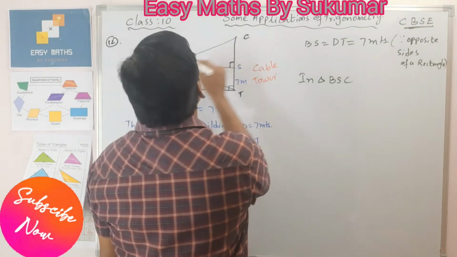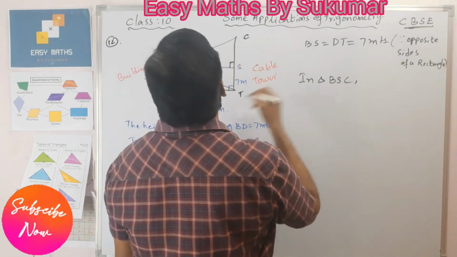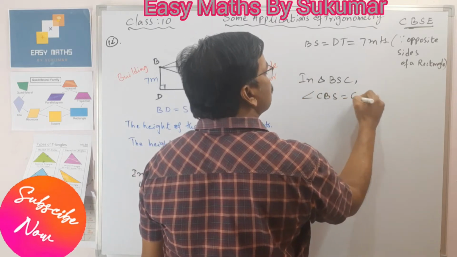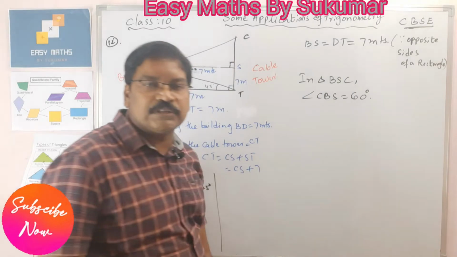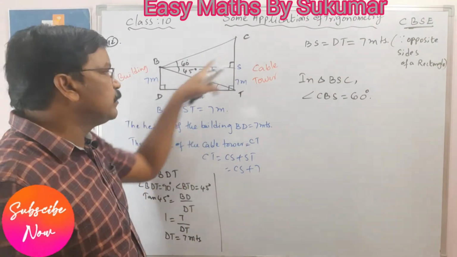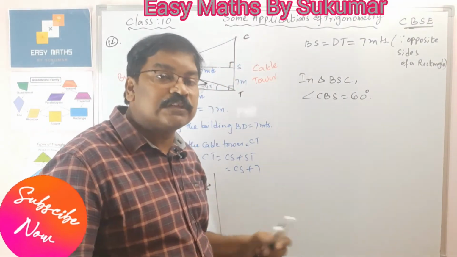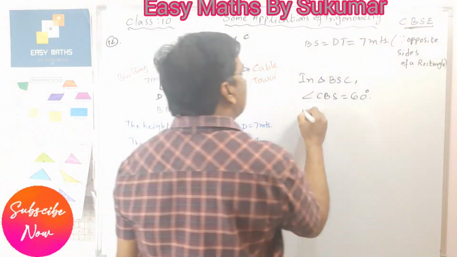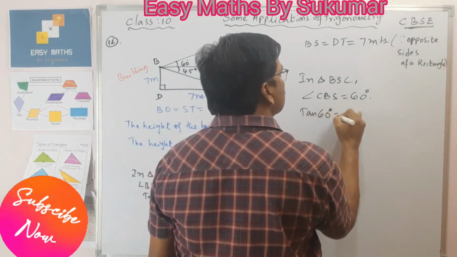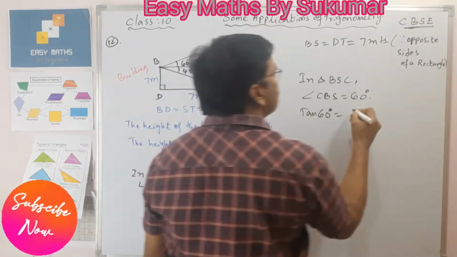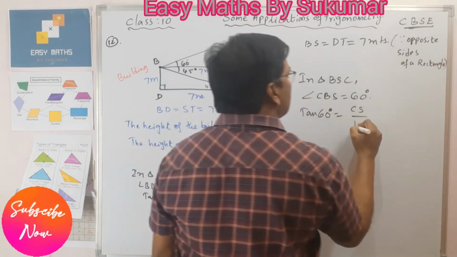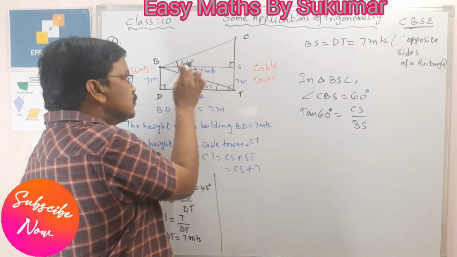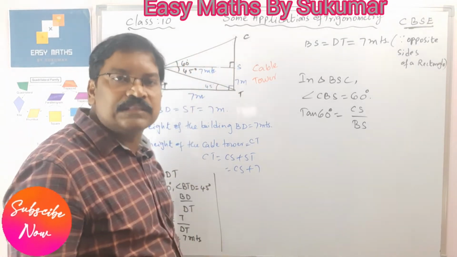So, anyway, my dear students, take triangle BSC. Here, this angle CBS is 60 degrees. This angle is actually the angle of elevation of the top of the tower from the top of the building. That is, angle CBS is 60 degrees. Now, take tan 60 degrees here. What is tan 60? Opposite side by adjacent side, that is CS by BS. Opposite side and adjacent side to this angle 60 degrees.